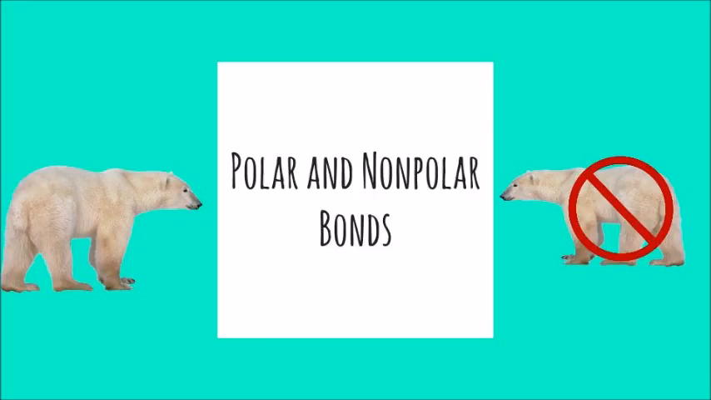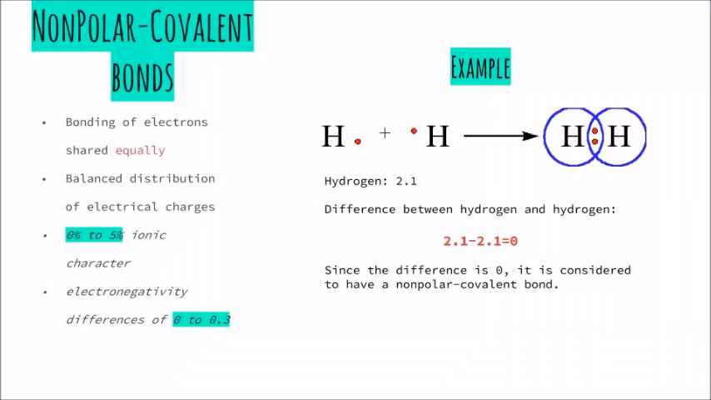Next up, we have polar and nonpolar bonds. Okay, so let's start with nonpolar covalent bonds. These have the following characteristics. The bonding electrons are shared equally. There is balanced distribution of electrical charges, 0% to 5% ionic character, and electronegativity differences of 0 to 0.3.